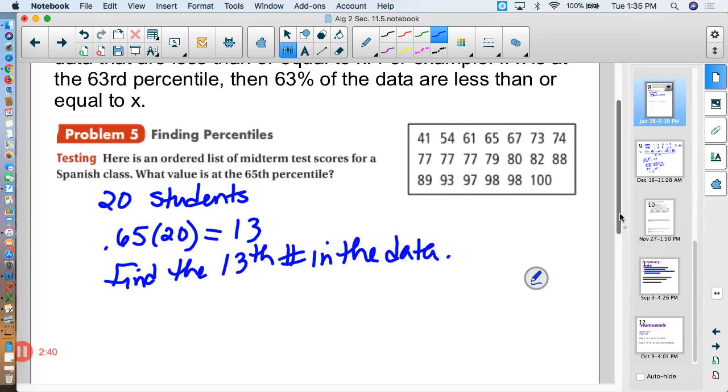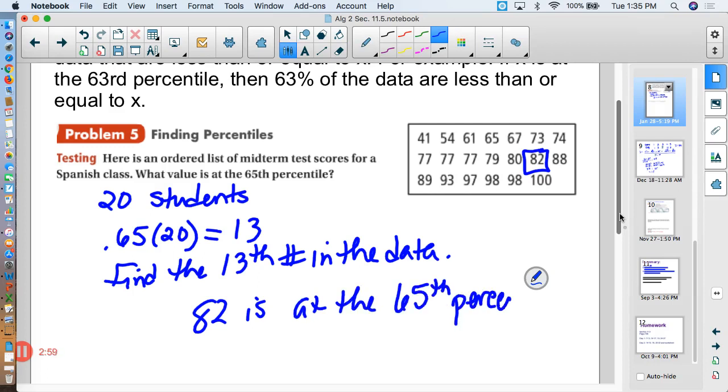Going through, we had 7 numbers in each row. So the 13th would be this 82. So I would say 82 is at the 65th percentile. That means 65% of those students scored an 82 or lower. Does that make sense?